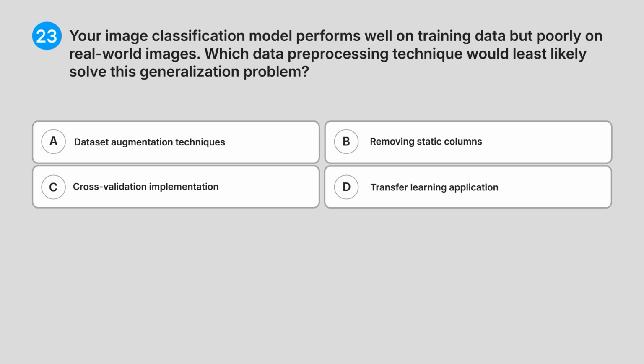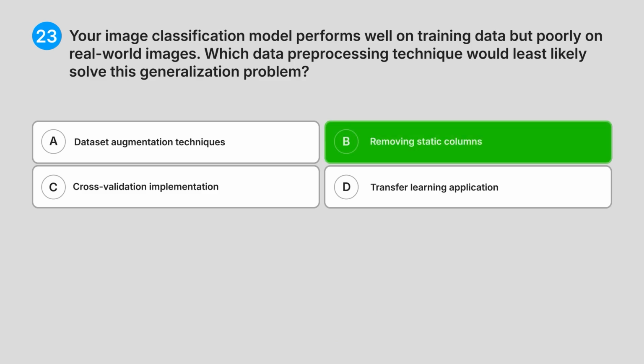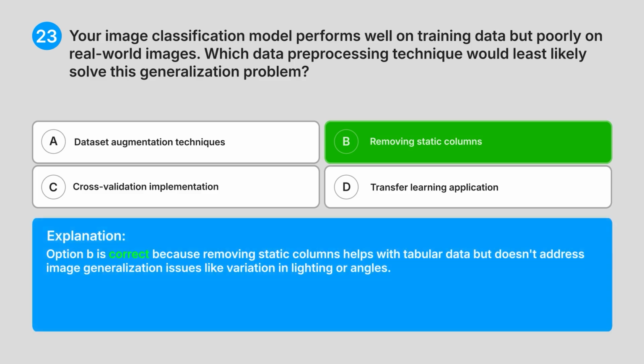Correct answer, B. Removing static columns. Explanation: Option B is correct because removing static columns helps with tabular data but doesn't address image generalization issues like variation in lighting or angles.